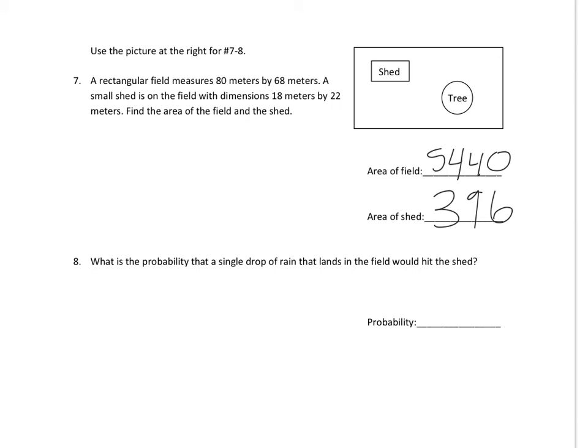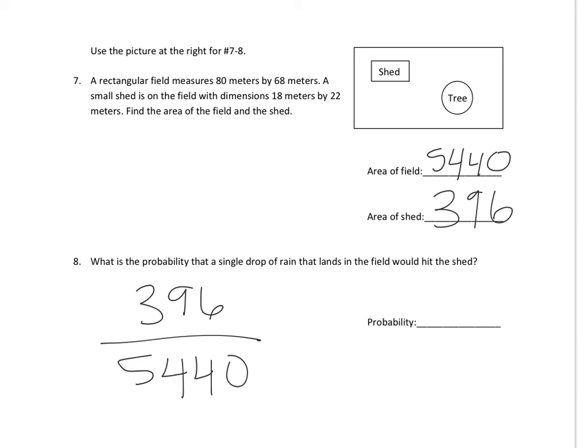What's the probability it hits the shed? So the shed, the intended outcome, is 396, over your total area of the field, because the field includes the shed, 5,440. Now, if you wanted to, you could leave your answer as a percent, which would be 7%, or as a decimal, 0.07, or if you changed it into a fraction, it would be 99 over 1,360. That, our problem is just like 11.2.